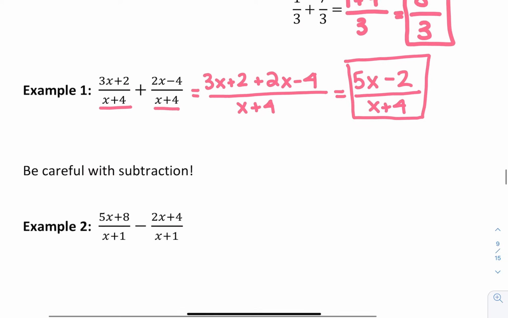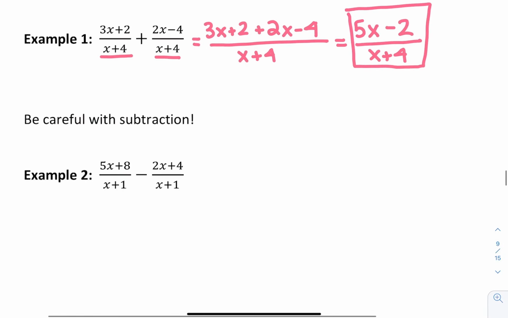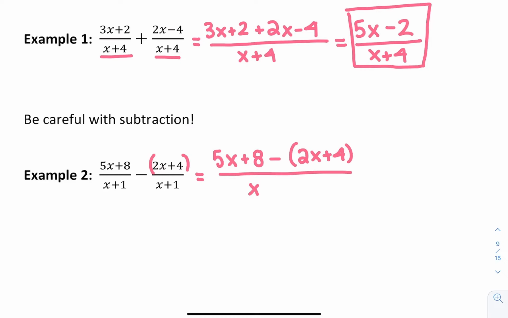The one thing you have to be careful of with subtraction is remembering to subtract the entire second fraction. So add parentheses around your second fraction so you don't forget. We have the same denominator, so we can go ahead and combine, but we'll do 5x plus 8 minus all of this, so minus 2x plus 4. Keep your denominator the same.